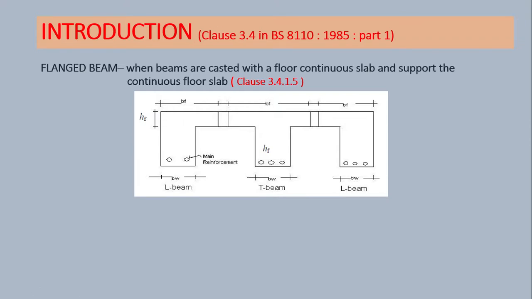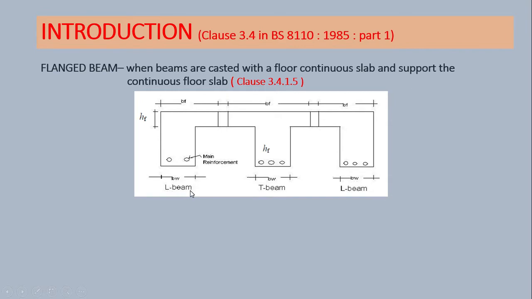Let's think that this is the slab. In the figure you can easily identify this is the slab and these are beams. When the load from slabs is transferred to beams, at the top of the beam the beam action is connected with the slab. That is called flange action. You can read clause 3.1.5 to improve your knowledge. So when beams are cast with a continuous floor slab and support the continuous floor slab, this kind of beam is called a flange beam.